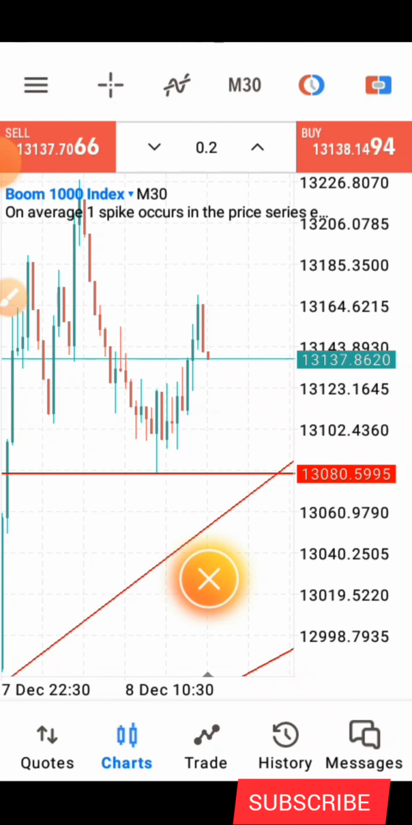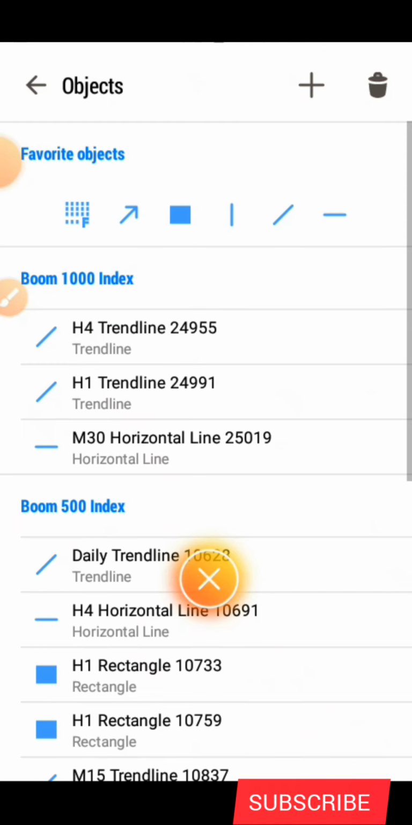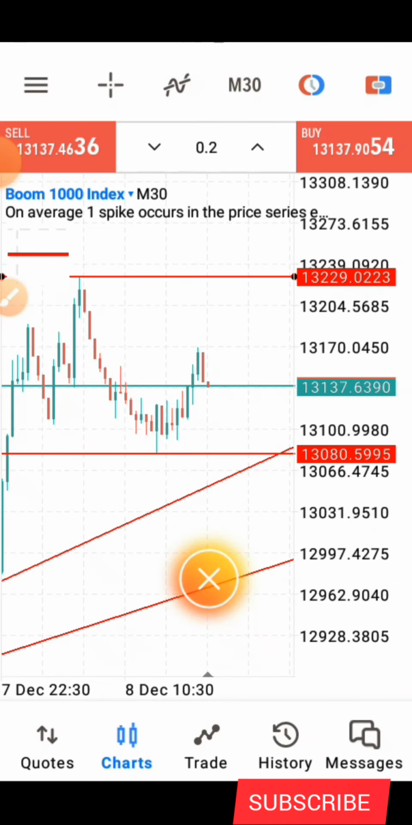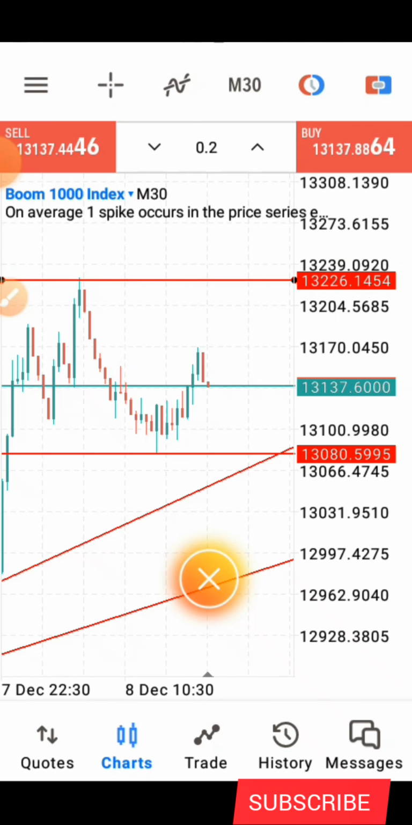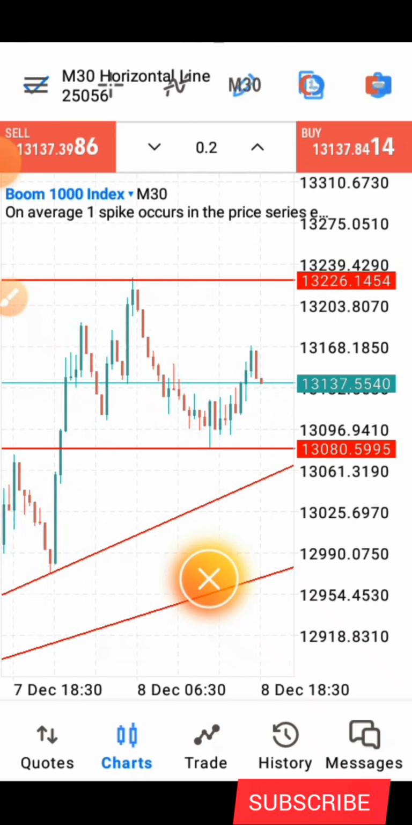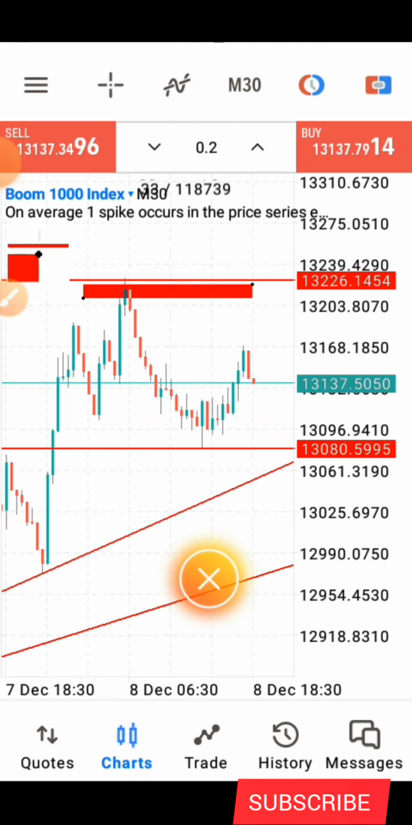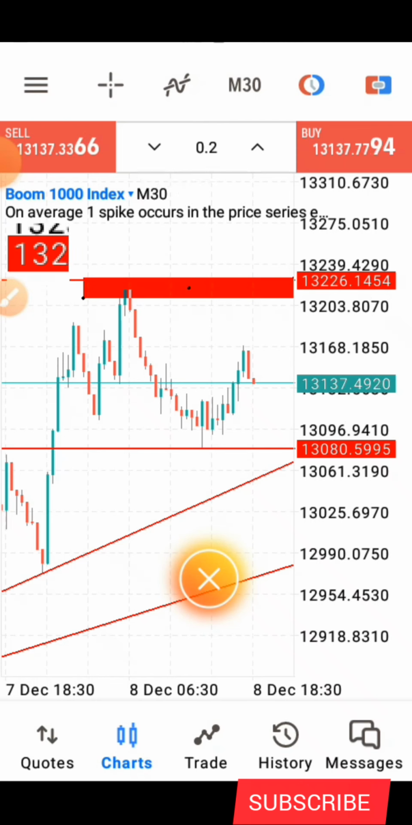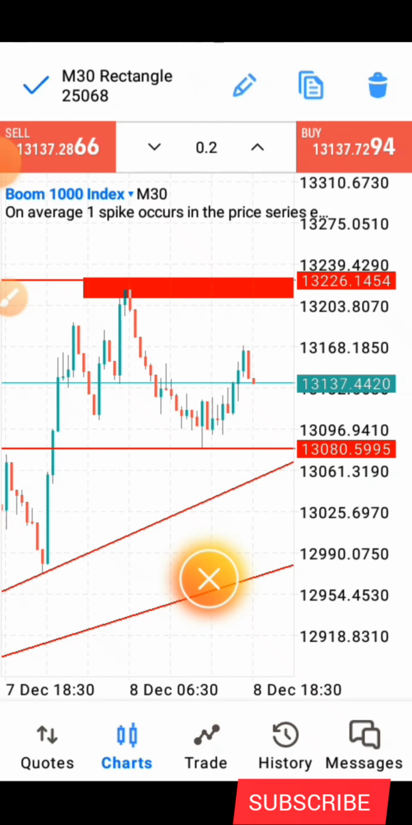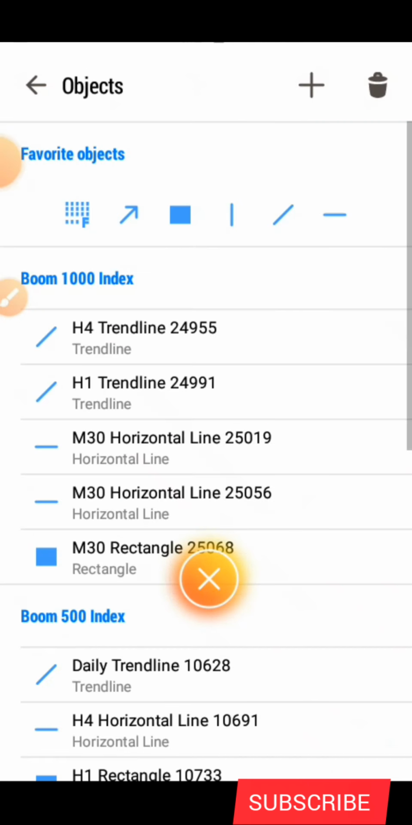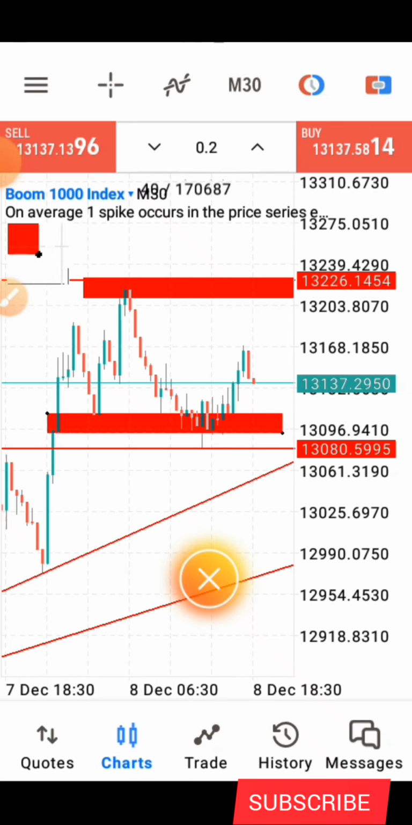If you have been following my channel, you will know that I normally mark out the most recent support and resistance zone. Here is the one I'm seeing right now, so I can mark out this one again. This is a recent support and resistance zone. As you all know, this is a zone, not a line, so let me mark it out as a zone so that you see it. There's a zone here, there's a zone here, and there is also another zone here.